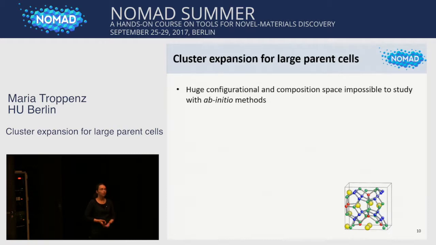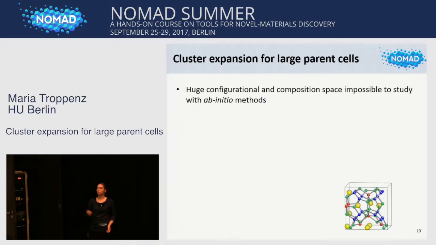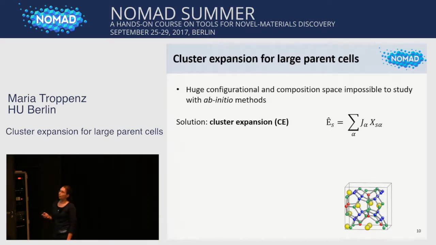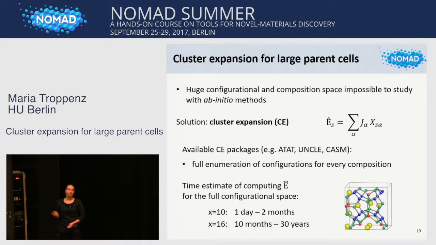So we could see this huge configuration and composition space we cannot study by simply using ab initio methods, and high throughput calculations don't work either. So our solution is that we use the cluster expansion technique to compute efficiently the energy of each configuration. The cluster expansion technique, as it was already explained in the previous talk, parameterizes the energy in terms of clusters, which are structural patterns. With this cluster expansion technique, once we have the model, we are able to predict the energy for an arbitrary configuration. The cluster expansion technique is not a new technique.